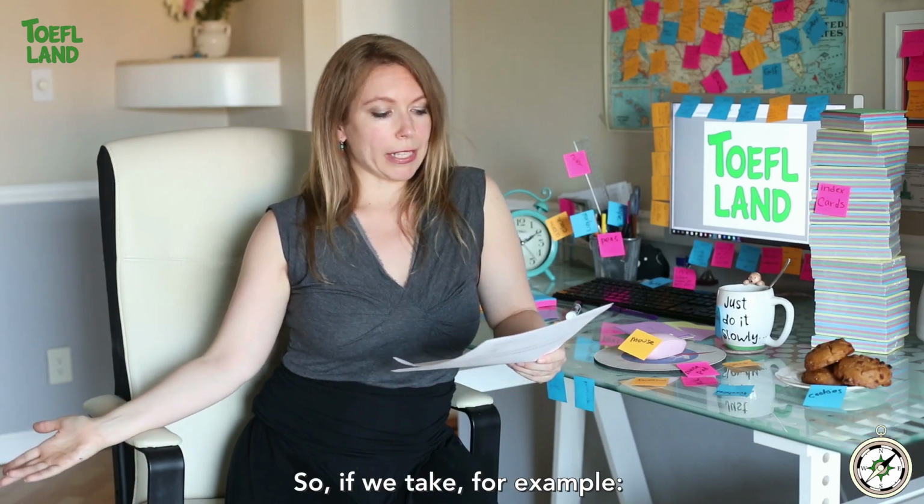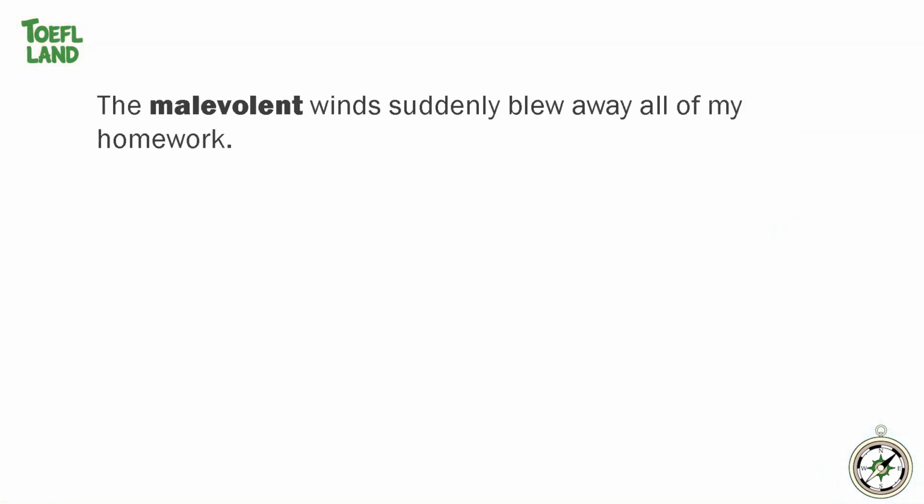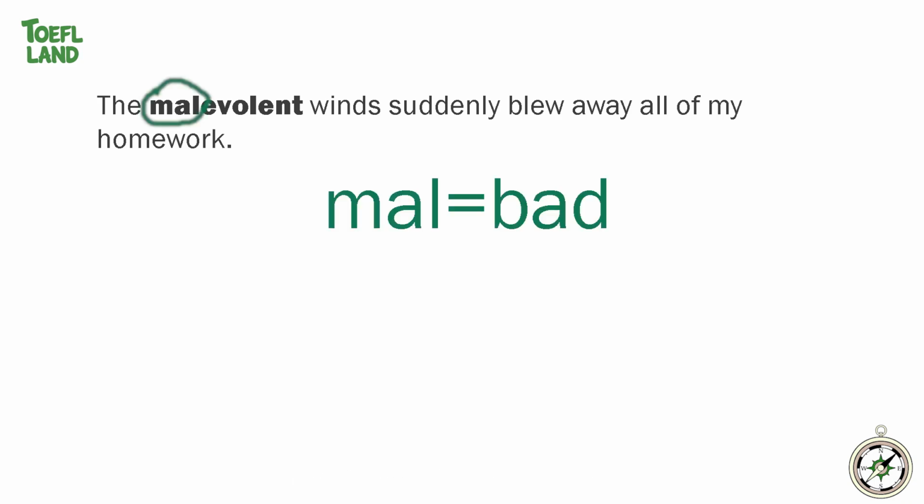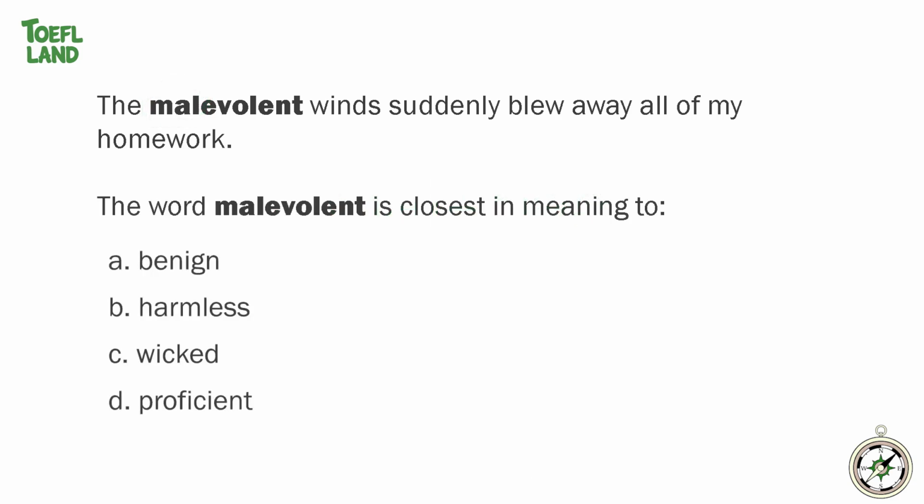So if we take, for example, "The malevolent winds suddenly blew away all of my homework," I might see this prefix mal, M-A-L. This means bad. It always has a negative connotation. And our question is, the word malevolent is closest in meaning to A, benign, B, harmless, C, wicked, D, proficient.